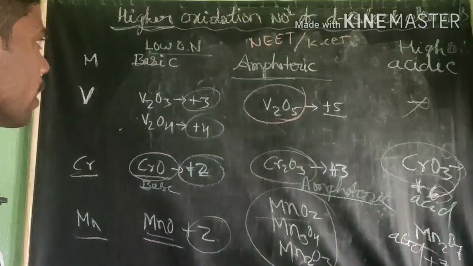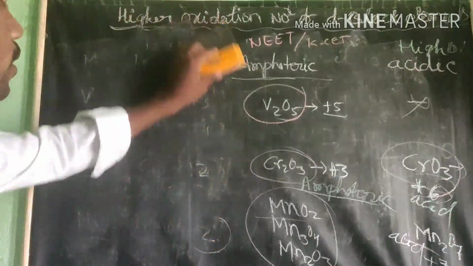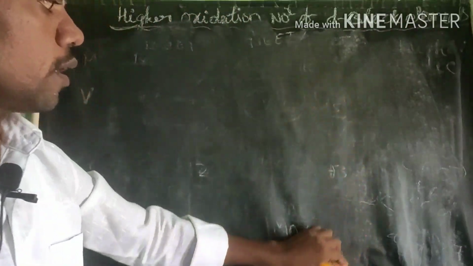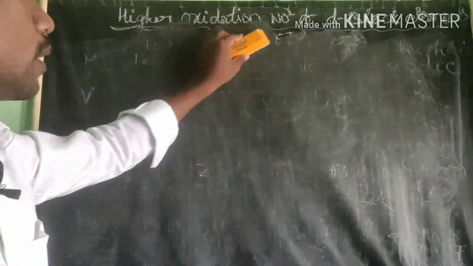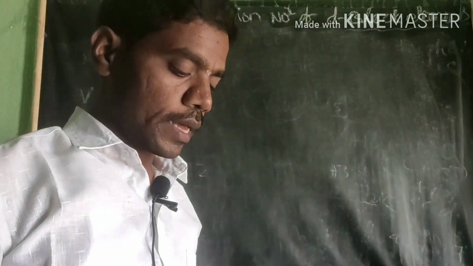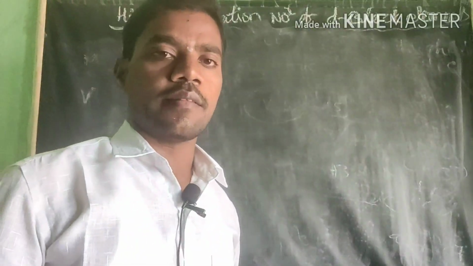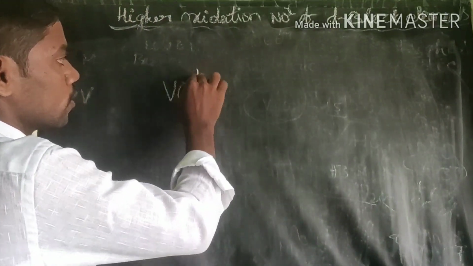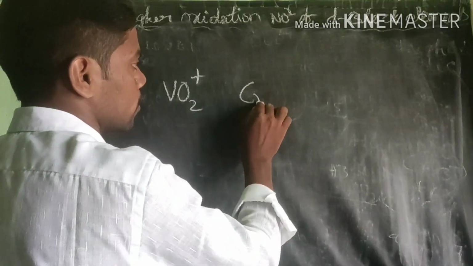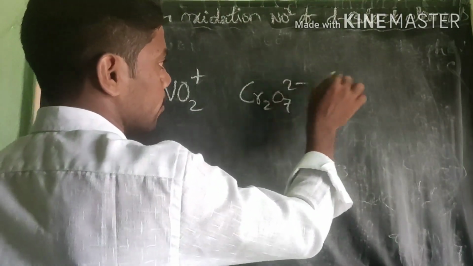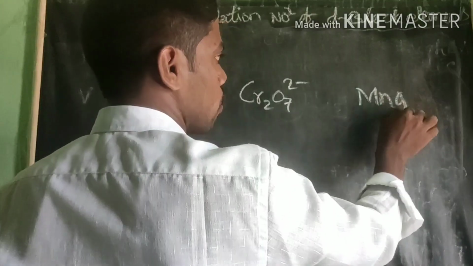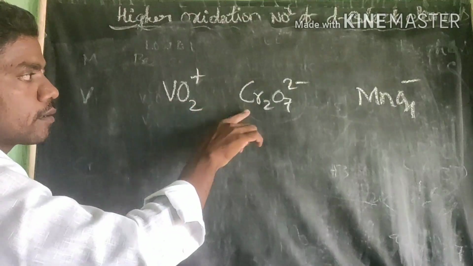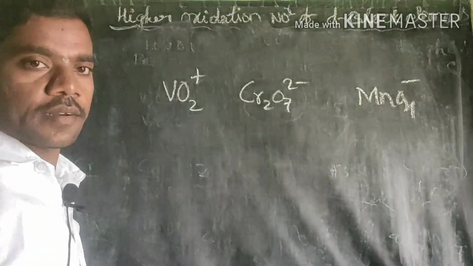Okay. One more thing is there here. In these metal oxides, one more concept I want to discuss. Whenever compounds have a lower oxidation number, they act as basic. Higher oxidation number acts as acidic. Okay, you see here, vanadium, next Cr2O7 2-, MnO4-. You see here all d block elements in the form of oxides.